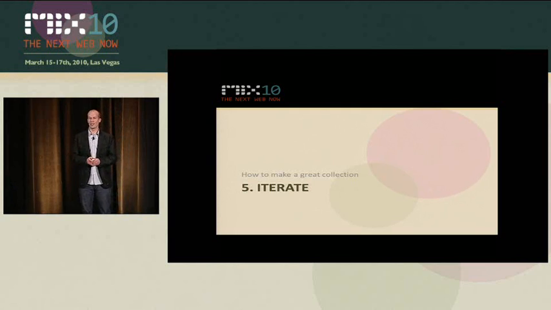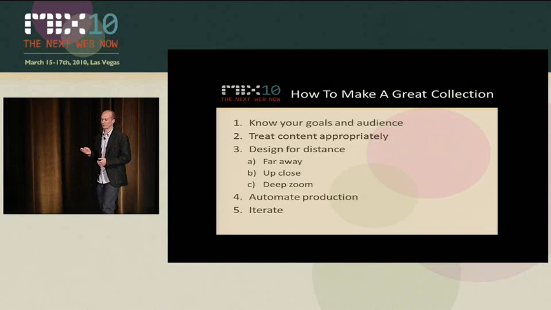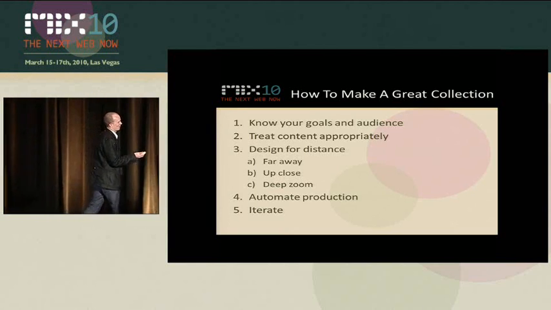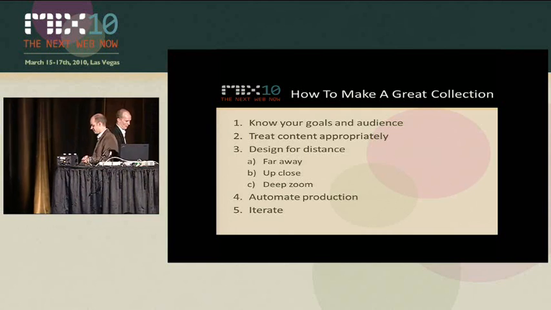So the more eyes you can get on it, and the sooner you can get customers' eyes on it to get their feedback, the better. So to step through the points: know your goals and audience, treat your content appropriately, design for distance, far away, close, deep zoom, automate your production, you'll save so much time, and iterate. Now that we know how to create a compelling collection, what do we do with them? Troy will tell you. Thanks, Jeff.